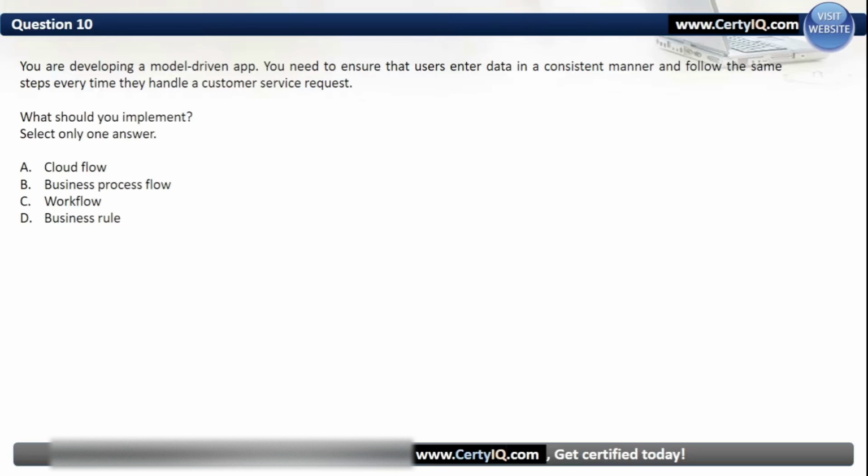Question 10. You are developing a model-driven app. You need to ensure that users enter data in a consistent manner and follow the same steps every time they handle a customer service request. What should you implement? Select only one answer. Our options are A. Cloud flow, B. Business process flow, C. Workflow, or D. Business rule. The correct option is B.